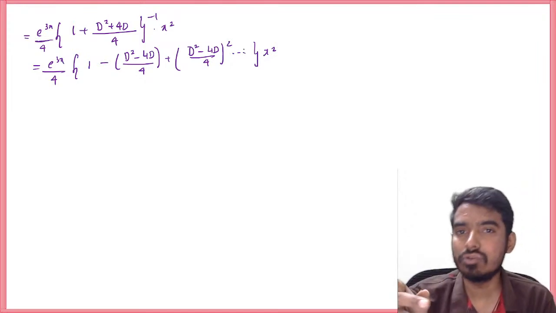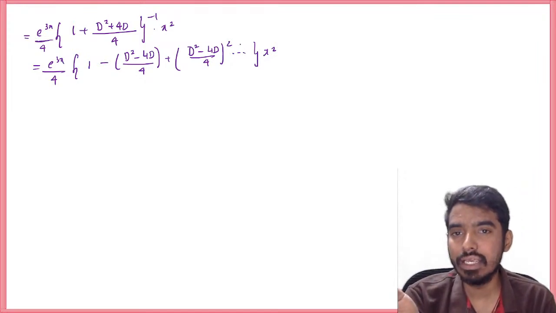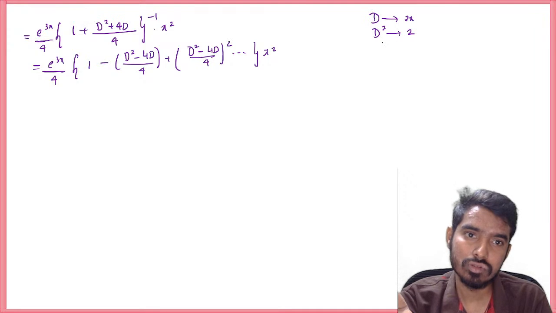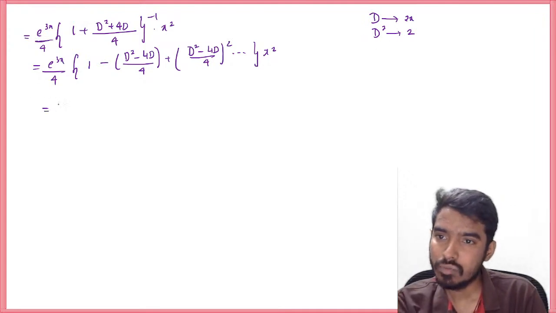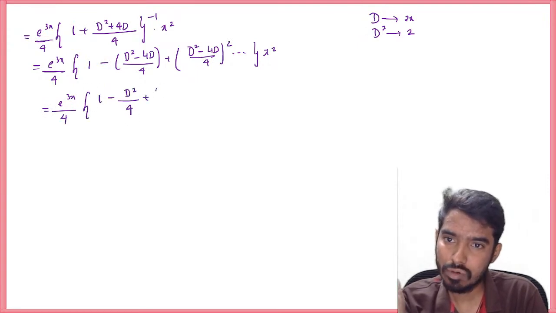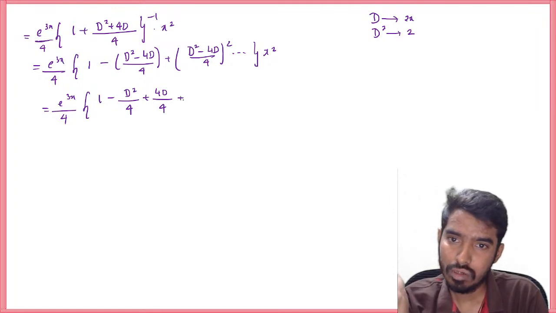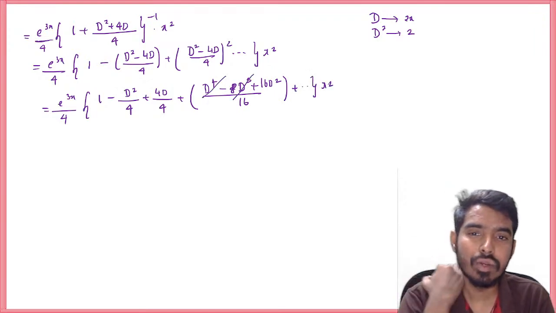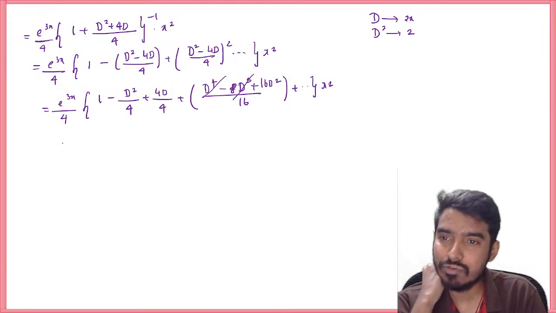So we have D square of x square is 2, D of x square is 2x. So we can consider only D is 2x, D square is 2. From D cube, every term will be 0. So we have e power 3x by 4, 1 minus D square by 4 plus 4D by 4. And here we are going to have a square minus 2 times ab, so 8D cube plus b square divided by 4 square is 16, and so on, into x square. We do not need to consider this term, right? Because D cube is 0, that means D power 4 will be 0.